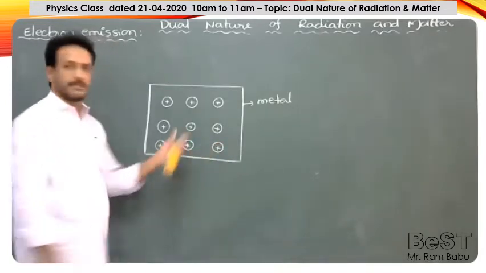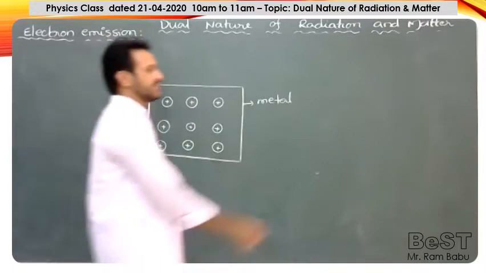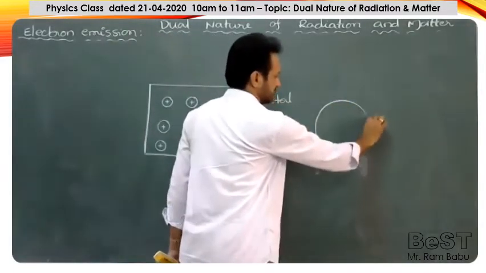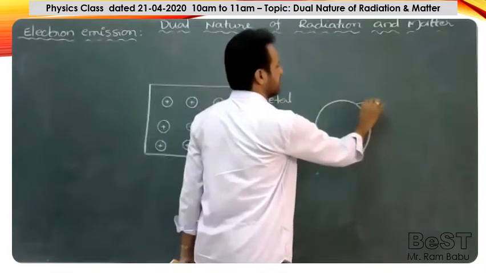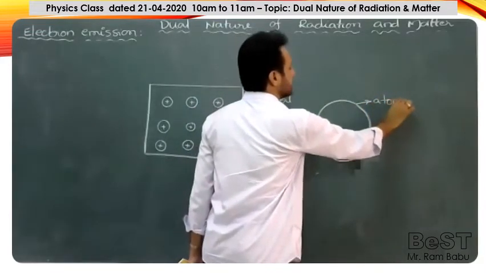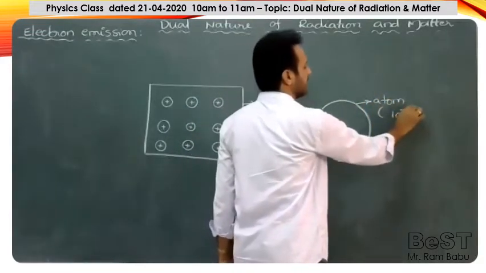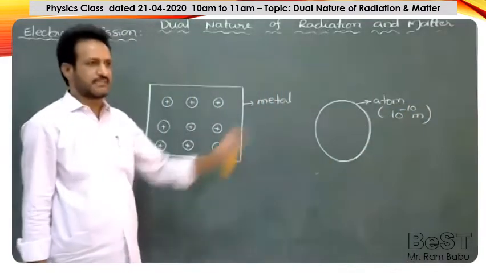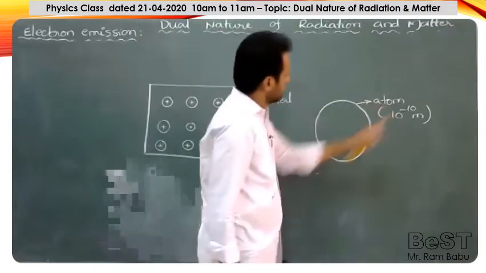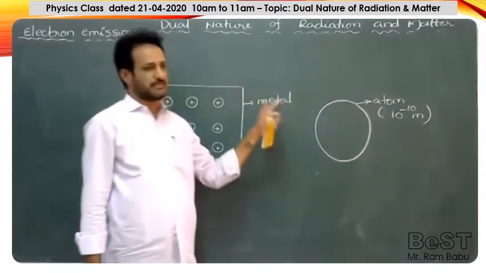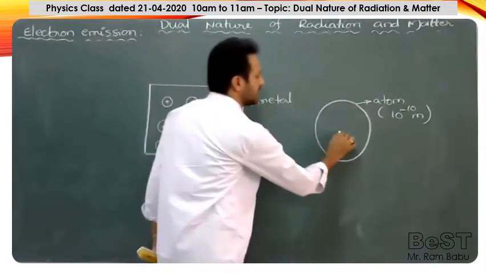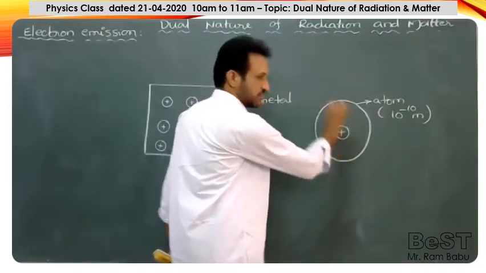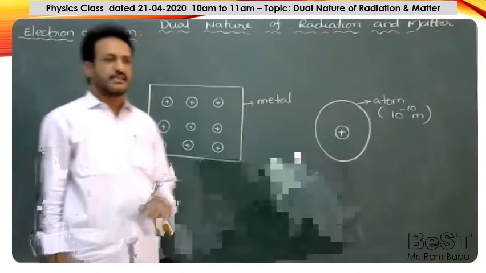And if you take one particular atom, how is the structure? The atom has a spherical shape with a size of 10 to the power of minus 10 meter, which is 1 angstrom unit. So the size of the atom is 10 power minus 10 meter, and the atom has a spherical shape. The central part of the atom, or the core of the atom, is called the nucleus. It generally contains protons and neutrons.